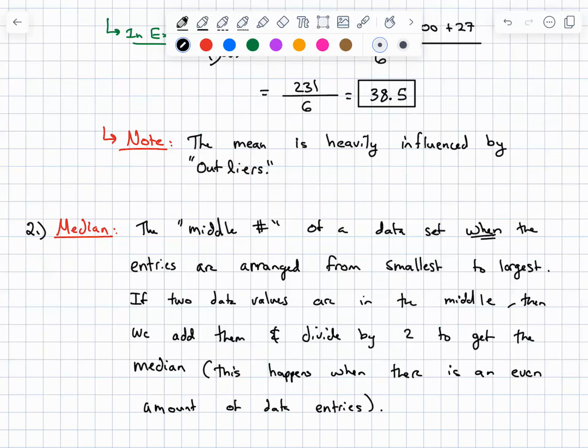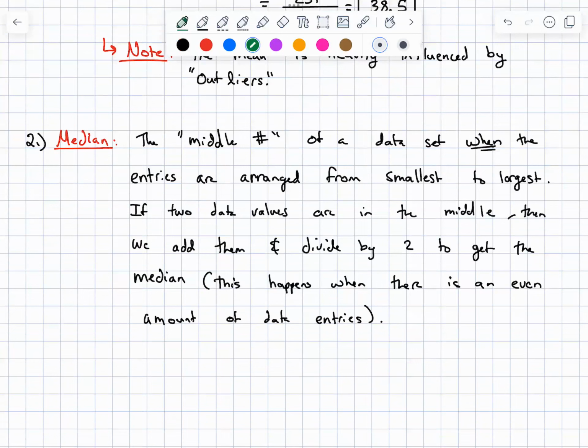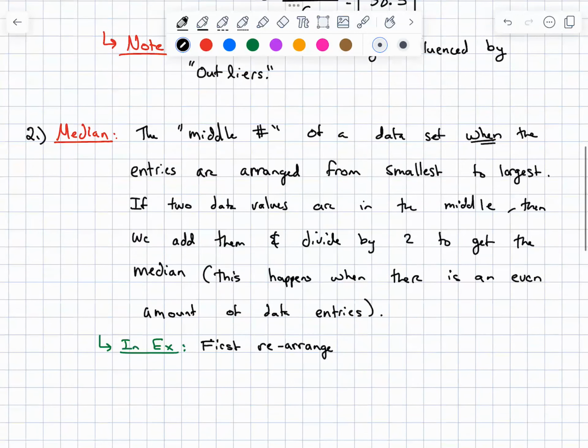So in the example, first rearrange. We're going to have to rearrange the data set, because if you looked at it, the numbers were 15, 32, 15, 42, 100, and then 27. And that's not in sequential order. That's not from smallest to largest. So we just have to do that.